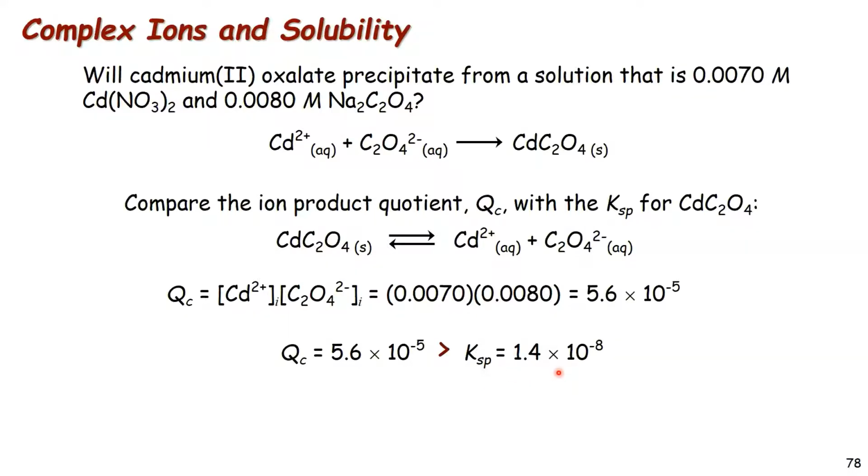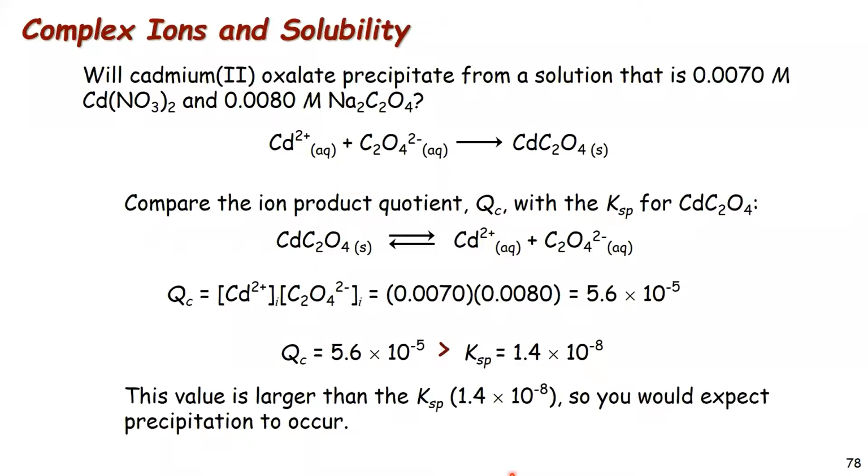So does that mean a precipitate will form? Does that mean the reaction goes back to the reactants? Absolutely, right? Since Q is too big, too many products, it's going to go backwards. So yes, a precipitate is going to form, right?